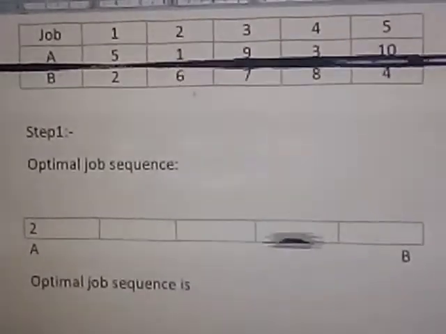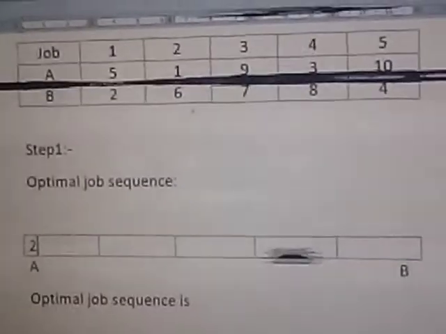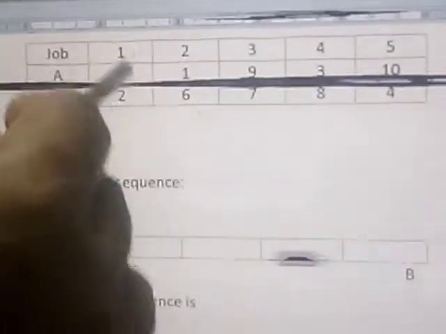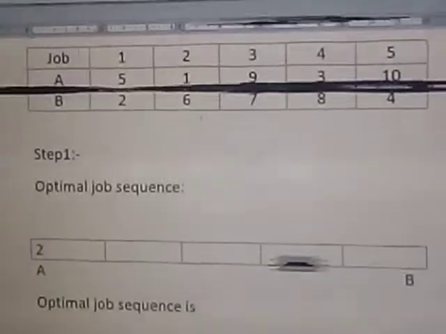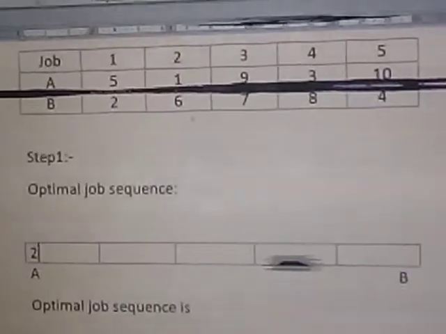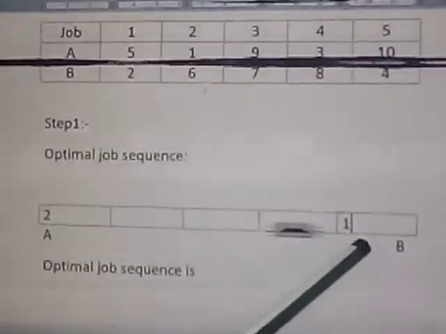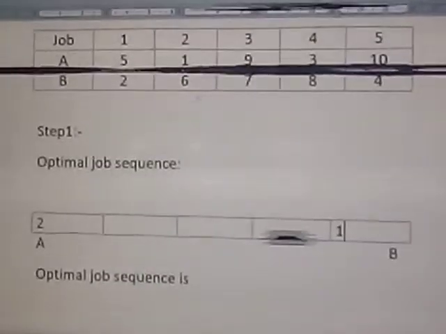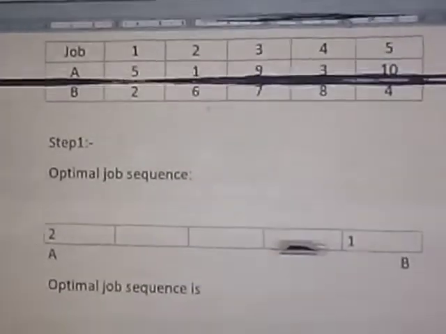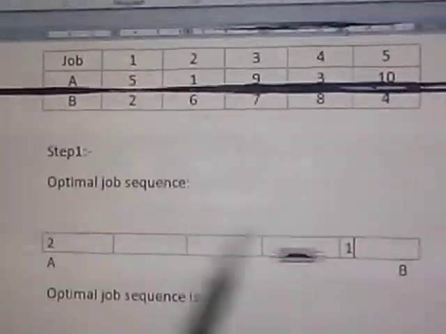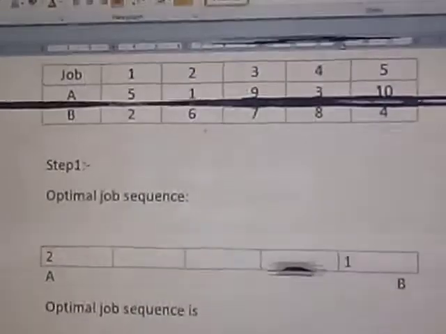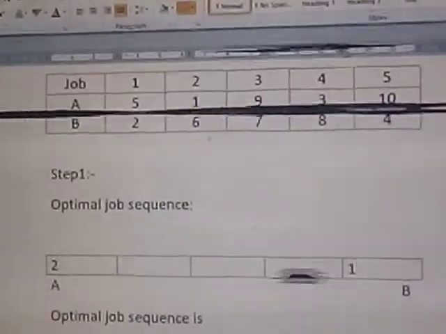Next, the second least time is 2 hours, which appears in machine B, job 1. So we write job 1 on the right side, then delete this column. After that, the third least time is 3 hours, which appears in machine A of job 4. So we will write it on the left side. Now delete this column.